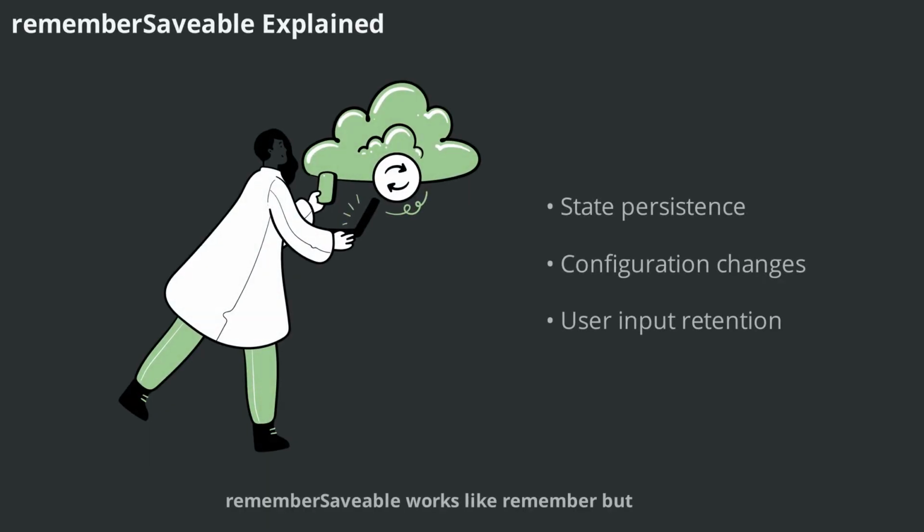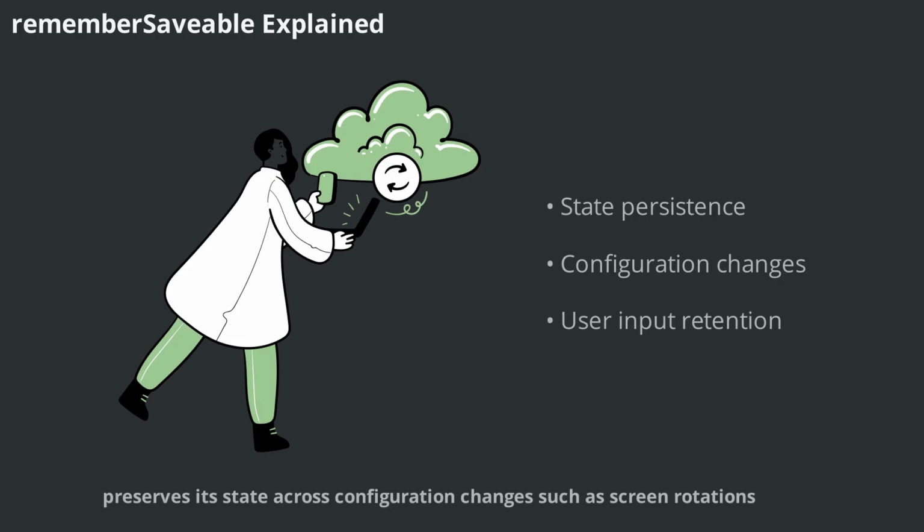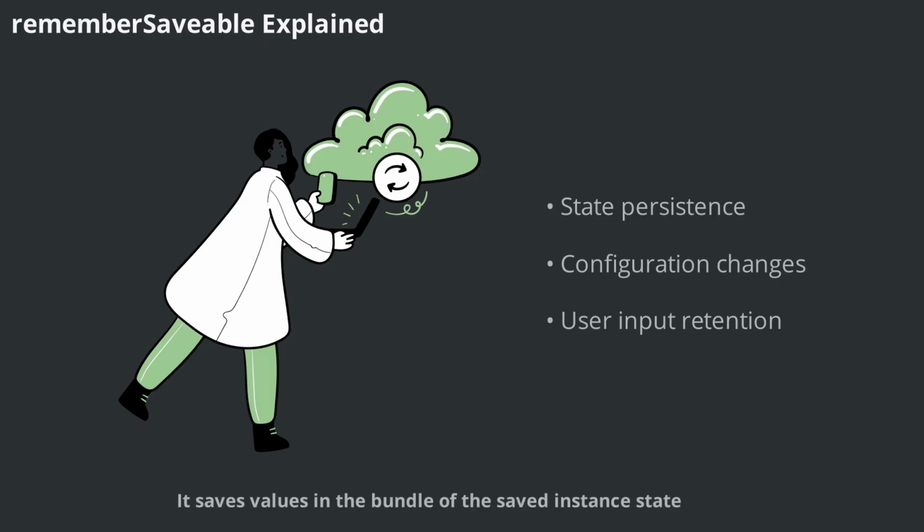RememberSaveable works like remember, but preserves its state across configuration changes, such as screen rotations. It saves values in the bundle of the saved instance state, enabling restoration after configuration changes. This is especially useful for UI elements like text fields that need to retain state when the device orientation changes.